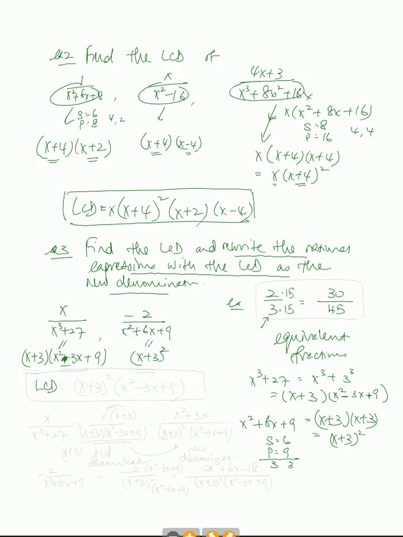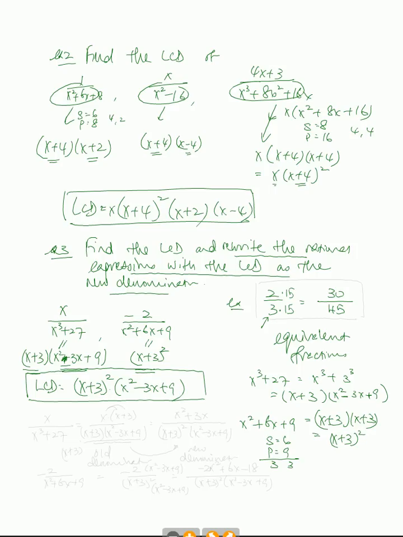So what's the LCD in this case? Between x plus 3 and x plus 3 squared, I need to use x plus 3 squared, okay? And I need all the factors, so even the x squared minus 3x plus 9 has to be considered in the LCD. And that's it. I think we took care of everybody. That's become my LCD. So that's the first part of the question: can you find the LCD? The LCD is done, finished.